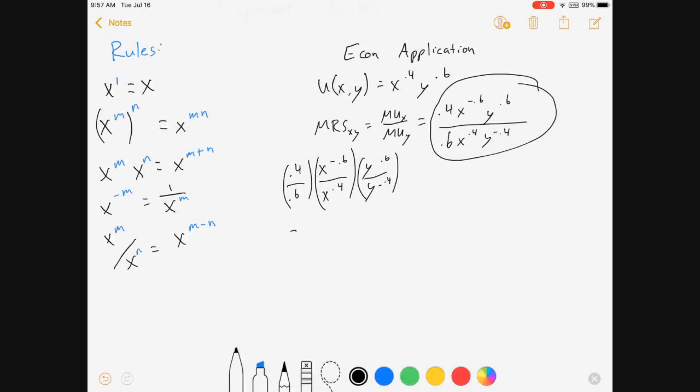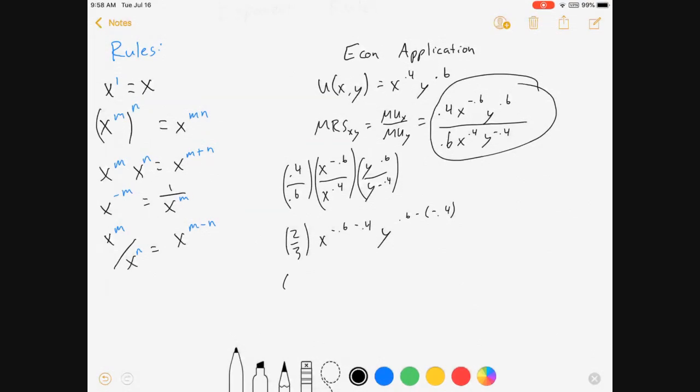I've got a 0.4 over 0.6, that's 2/3. X to the minus 0.6 divided by x to the 0.4. That's x to the minus 0.6 minus 0.4. What did I do here? I used this rule. X to the m over x to the n, x to the m minus n. Okay. And now I can do the same thing with my y. Y to the 0.6 minus negative 0.4.